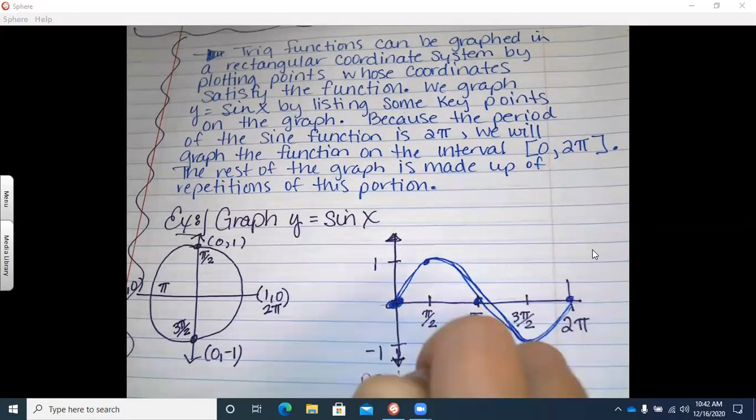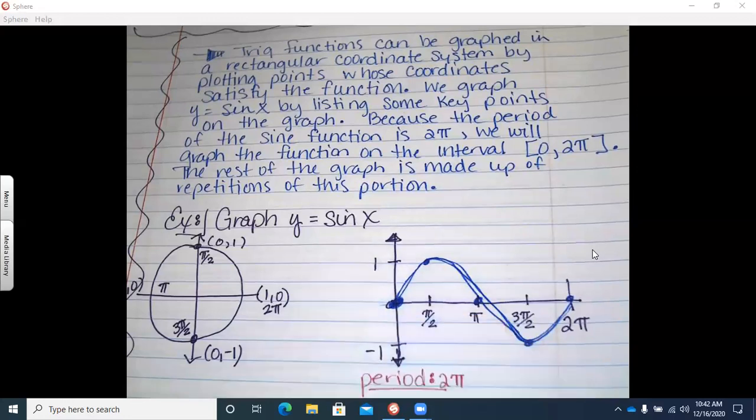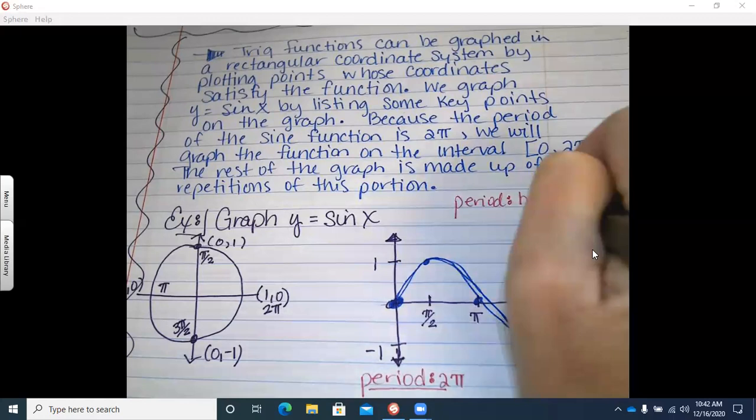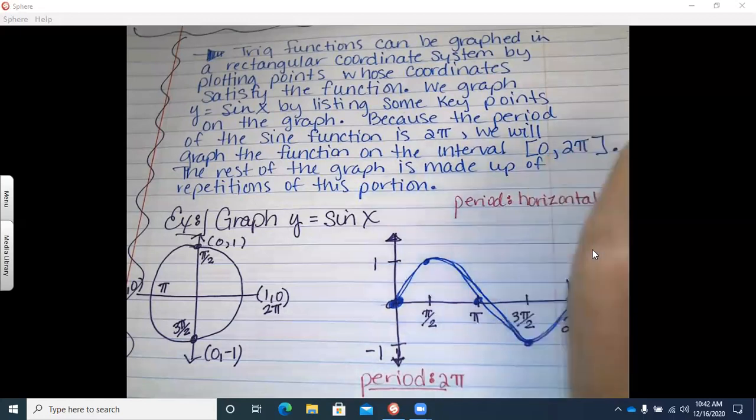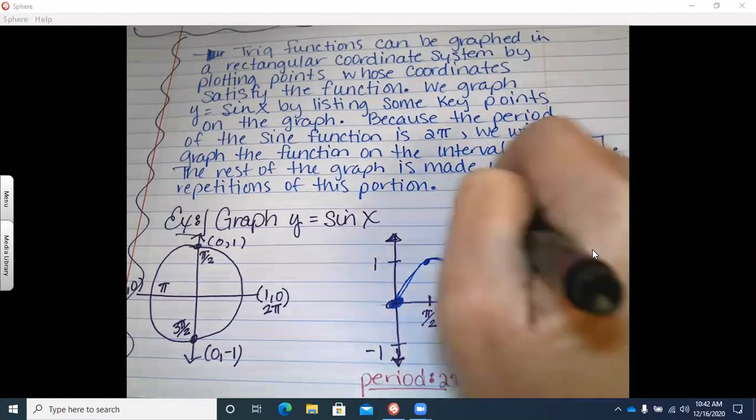And find a place to write down what a period is. Period is the horizontal length of one complete cycle.